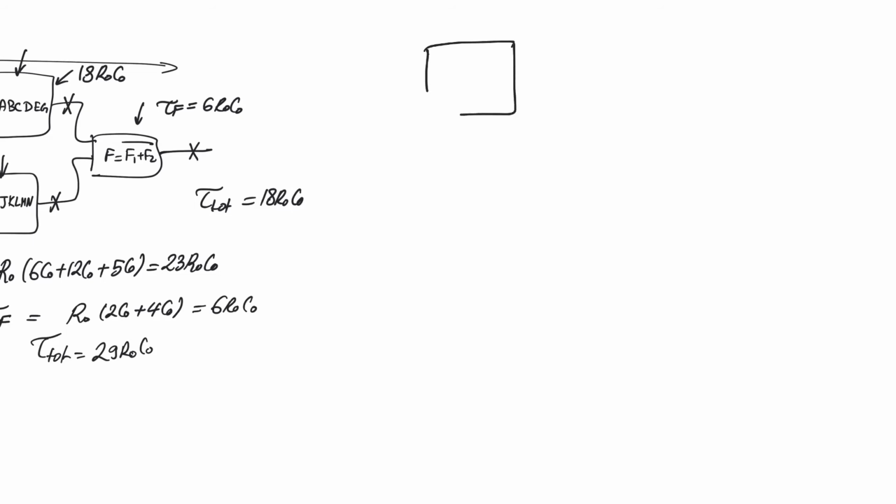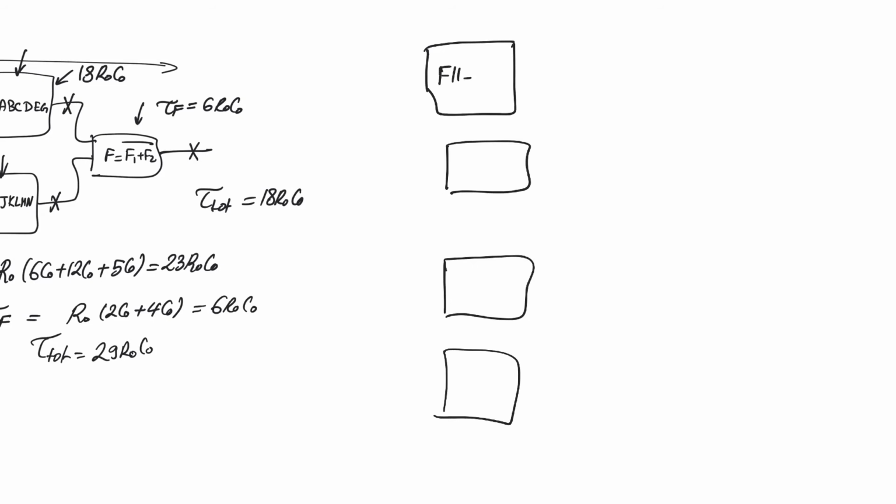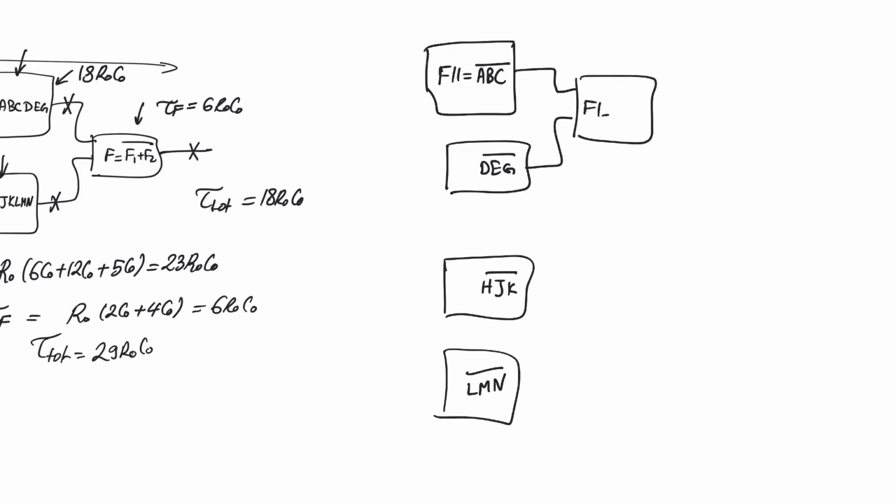So we have now 4 gates in the initial stage. Gate F11 is going to produce ABC all bar. So we have 3 input NANDs in the first gates. So all of these are going to have to produce 3 input NANDs. And then these 3 input NANDs are going to be combined. So we produce F1 as F11 plus F12 all bar. So these are 2 input NORs, right?